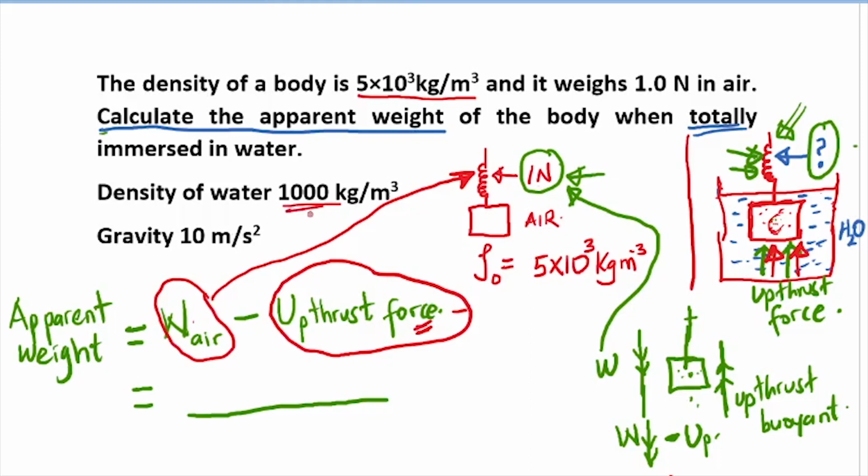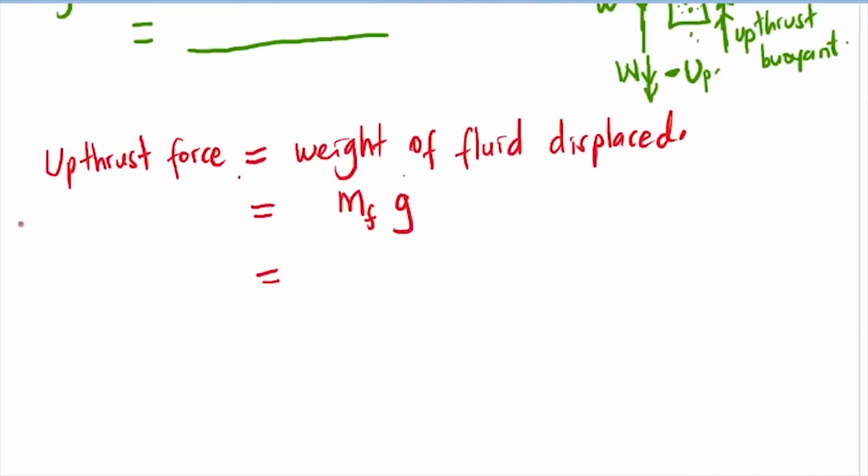Do we have the volume? We know that density is equal to mass over volume. So meaning that if we make mass the subject of the formula, mass is equal to the density times the volume. So here the mass is going to be given by the density of the fluid, multiplied by the volume occupied by the fluid, multiplied by gravity.